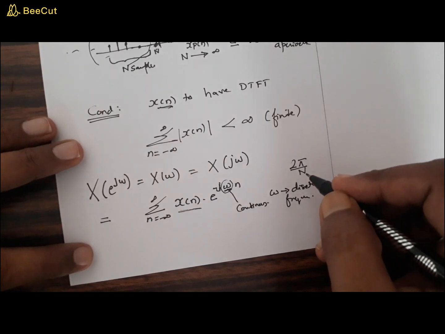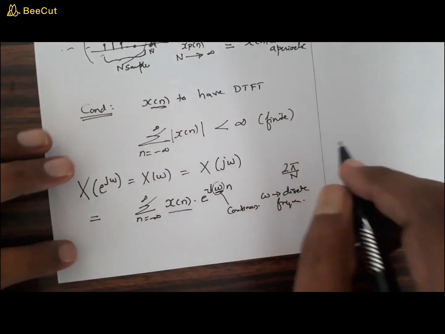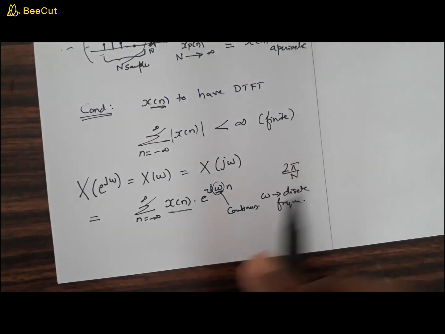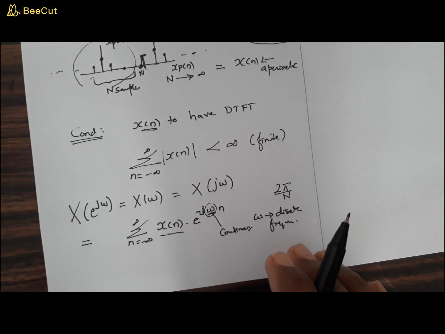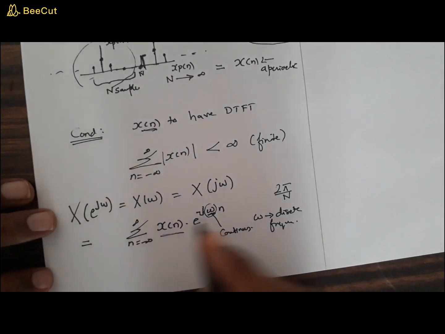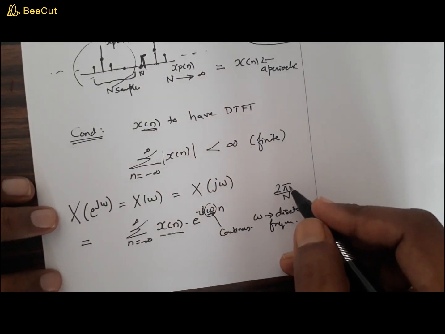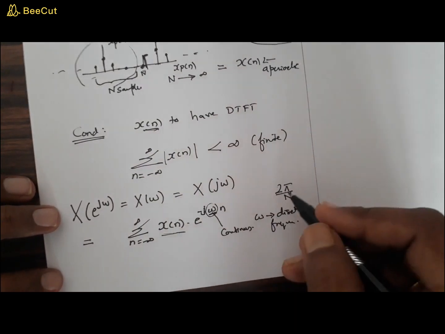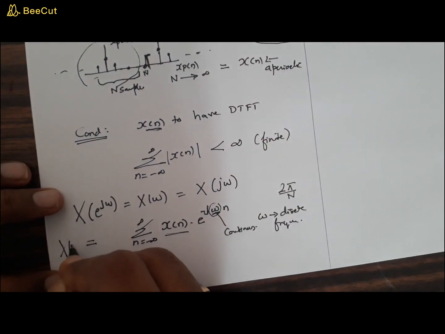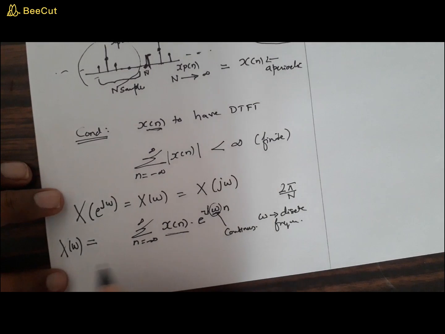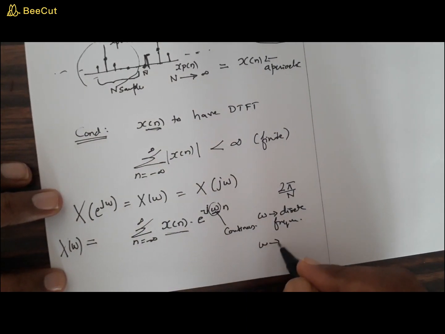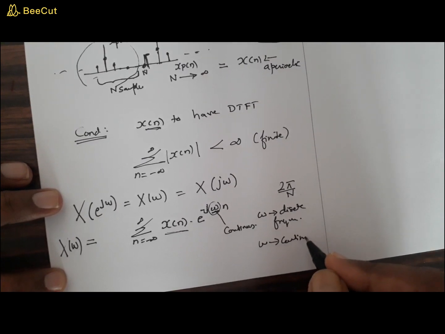Okay, 2 pi by 1, 2 pi by 2, 2 pi by 3, all these things are a continuous signal. This is not discrete in nature, right? So that means this signal should be a function of omega, or X of omega is written like this, where omega is a continuous variable, so it's a continuous function.